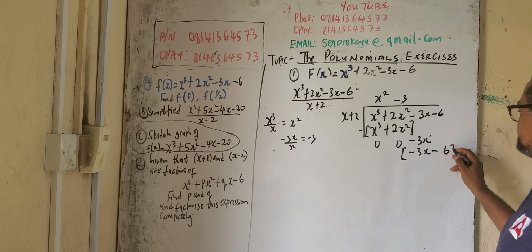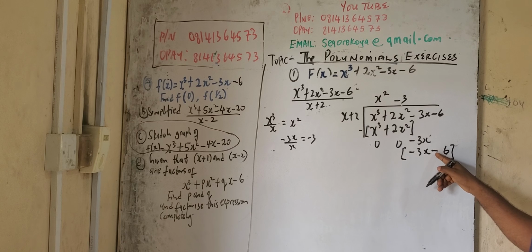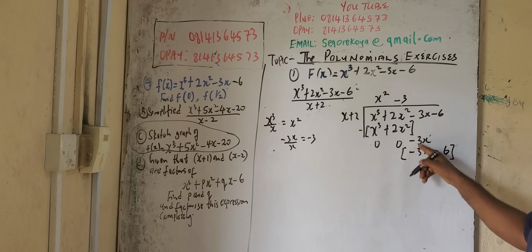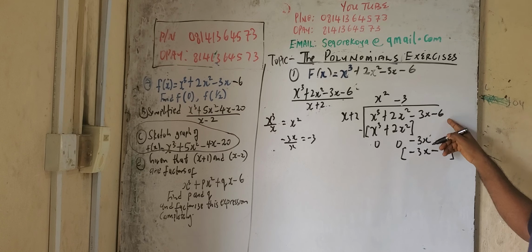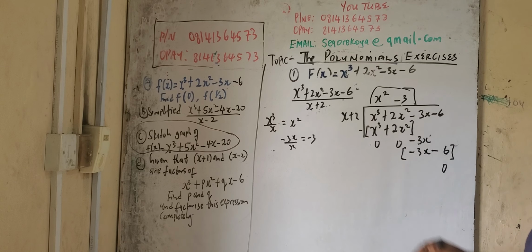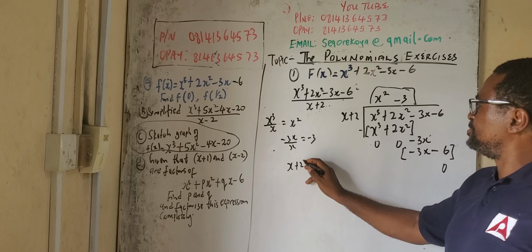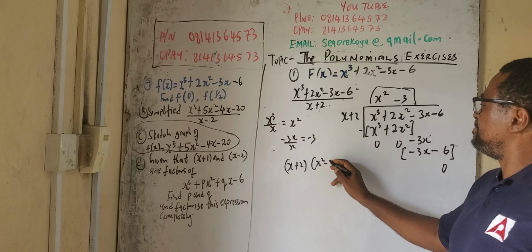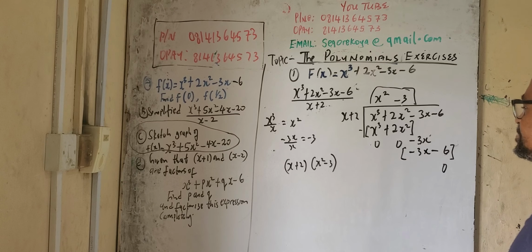Then we subtract. When you subtract, this will become plus. This minus has become plus. So plus 6 minus 6 gives me 0. So this is the other factor of this expression that we have here. That means x plus 2 times x squared minus 3. They are the factors of this expression.